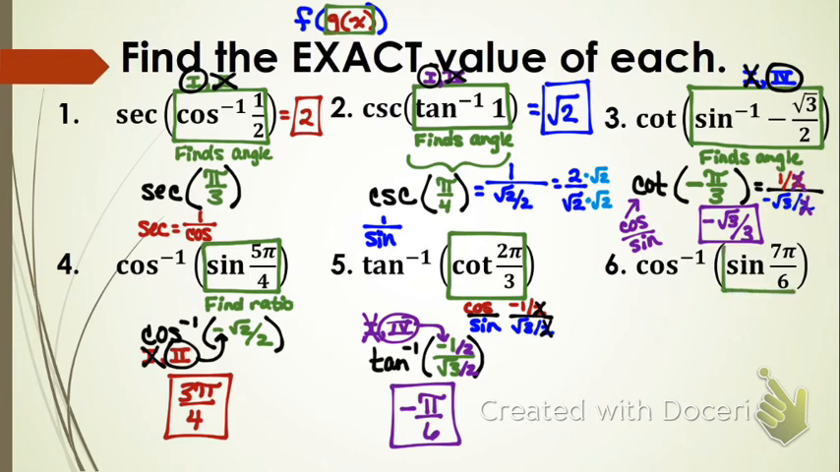What is sine of 7 pi over 6? I'm sorry, you said what? Negative 1/2. So only allowed to look in quads 1 and 2 for inverse cosine. Which quad will this be in? 2. Where does cosine in the second quadrant have a value of negative 1/2? 2 pi over 3.